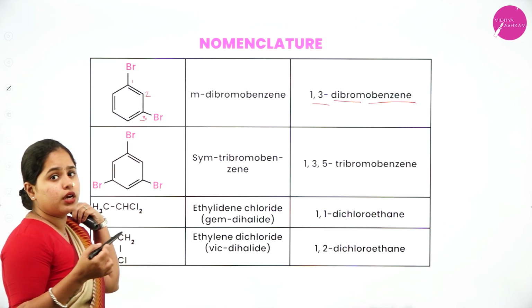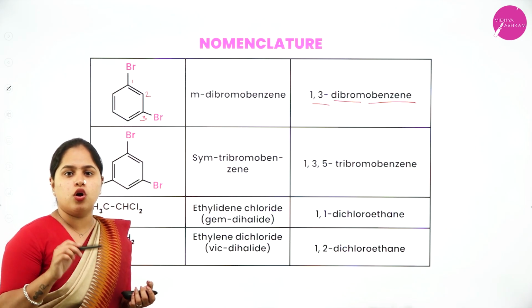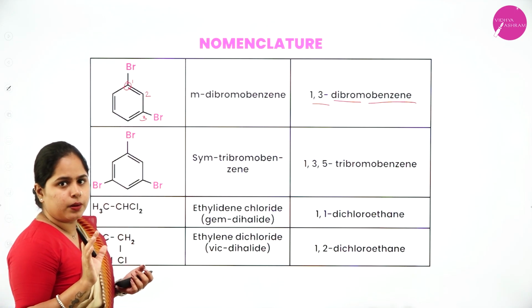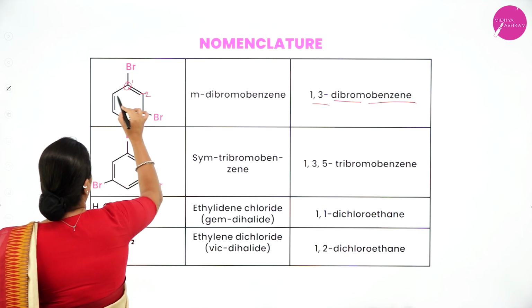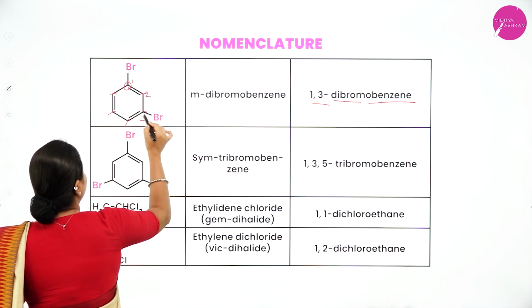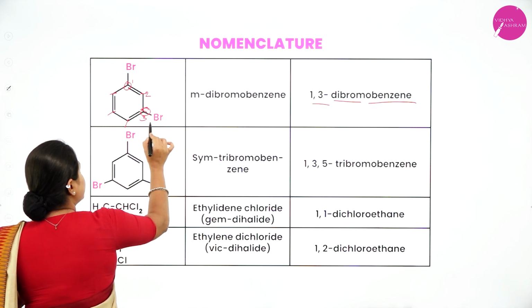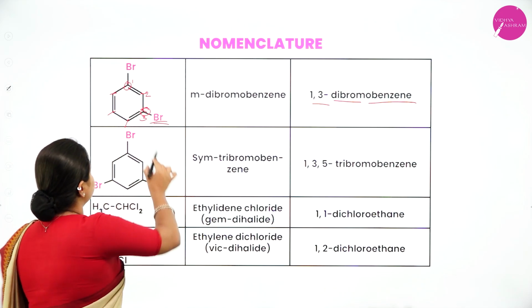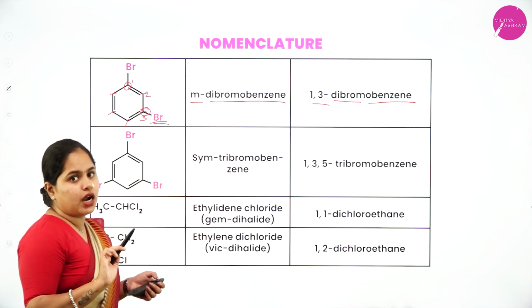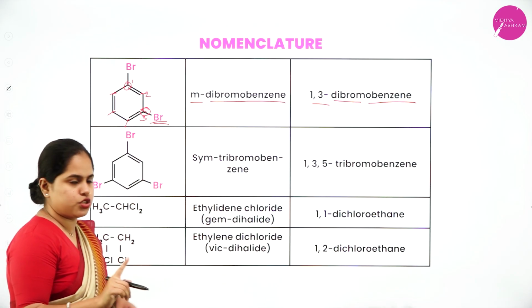Now according to the common name, we already discussed ortho, para, meta. So if this is the bromine, this is the carbon atom, these two are the ortho positions, these two are the meta positions, and this is the para position. So where is the bromine atom present? The next one is present in the meta position corresponding to this one. So it is also called meta dibromobenzene. Meta dibromo, they are in meta positions to each other.